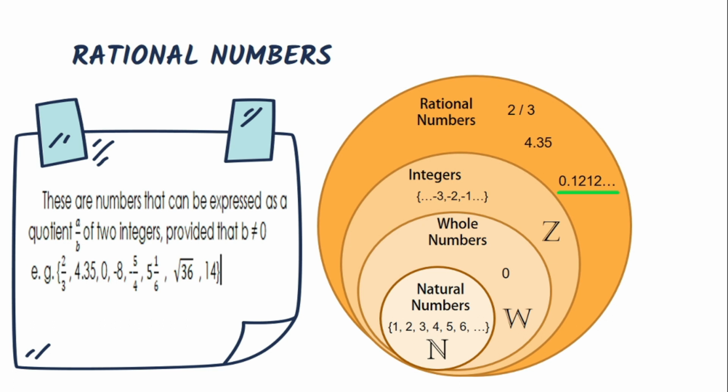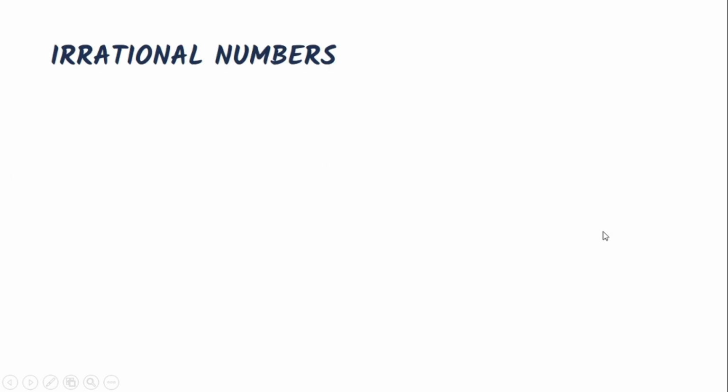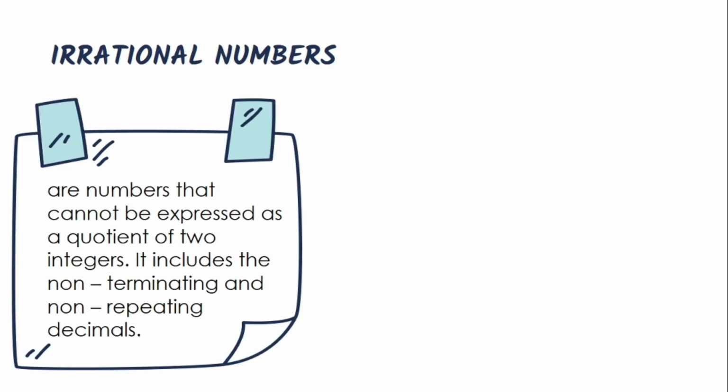Gaya niyan, 1 to 1, 2. Therefore, this is still a rational number. Okay? So, ganun lang yung tatandaan natin. Next is yan, we denote this one as this letter Q. Okay? Irrational numbers naman tayo.